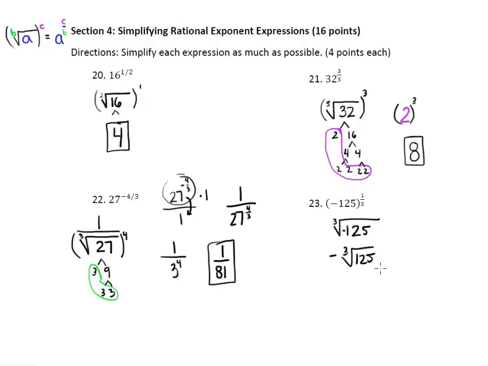Once again, this might be one that you might want to memorize, but it's okay if you don't. See, it doesn't end in an even number, so it's not divisible by 2, but it does end in 5, which means it is divisible by 5. So 5 and 25, and 25 can be broken up to be 5 and 5. And look at that. We have a group of 3 5s. So our final answer is negative 5.